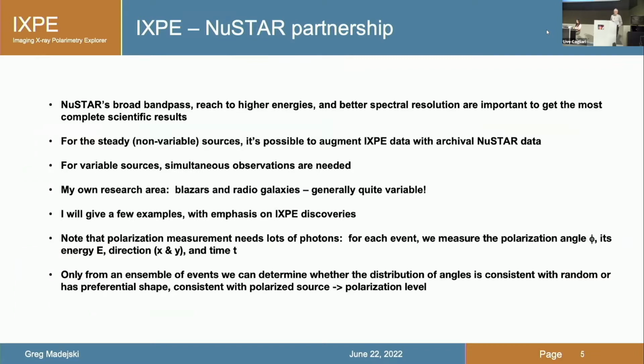For the study of the non-variable sources, it almost doesn't matter if you're observing the target at the same time with NuSTAR as you are with XP. However, many of the sources that have strong level of polarization are quite variable, and that requires observations that are done simultaneously. So for my own research area, blazars and radio galaxies are the objects that are so variable. Also the isotropically emitting active galactic nuclei. So I will give a few examples of the discoveries here.